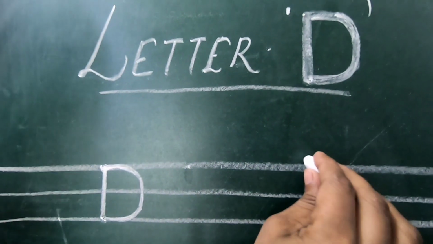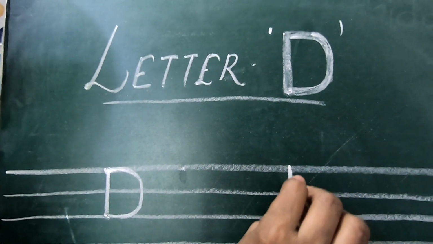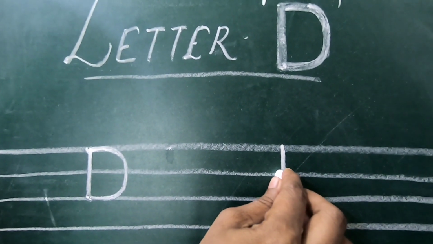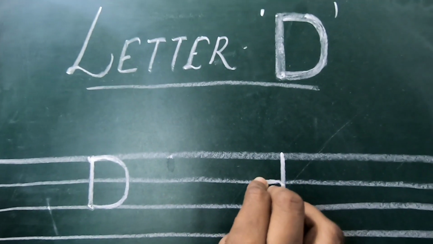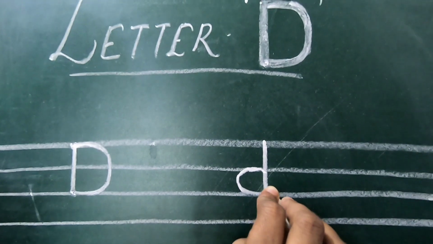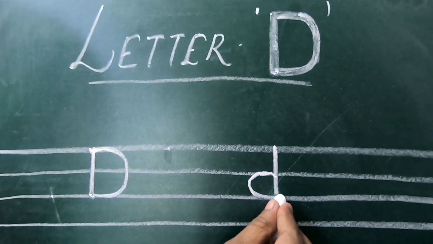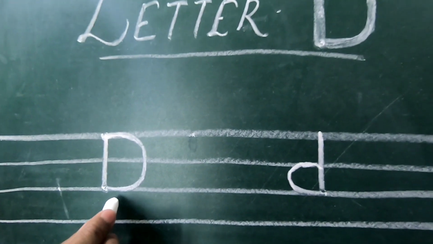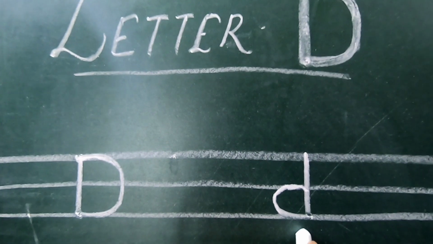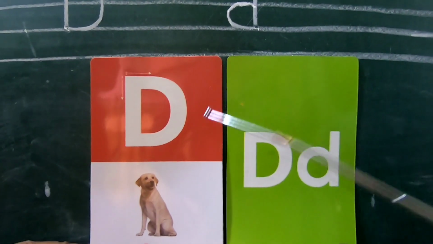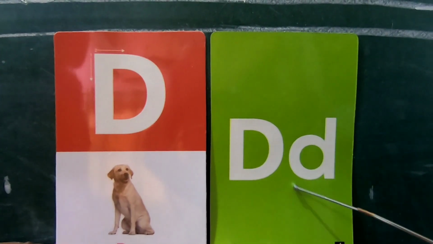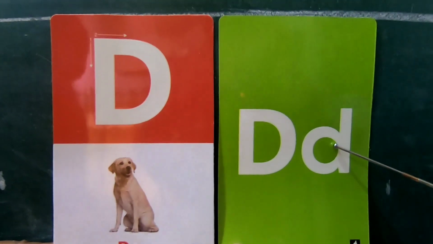Now I am telling you the small letter also. For the small letter also we have to make a standing line, and we will start from this base line, then turn towards the left side, make a short left curve and join in the line here. So this is small d. In uppercase we write D in this way and in lowercase we write d in this way. So this is capital D, also known as uppercase, and this is small d, known as lowercase.